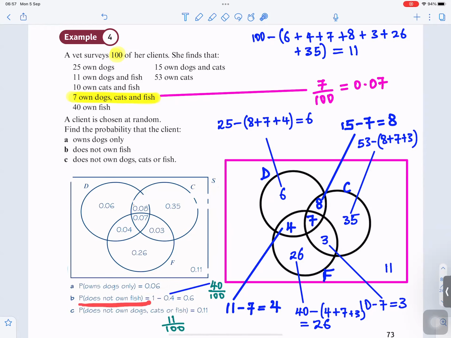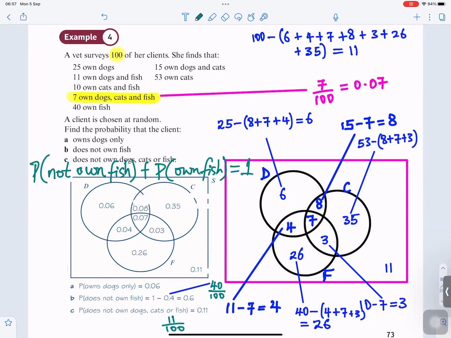Probability of does not own fish. Probability of does not own fish plus probability of owning fish is equal to 1. So if you take 1 minus the probability of fish, the probability of owning fish is 40 out of 100, which is 0.4. 1 minus 0.4 gives you 0.6.